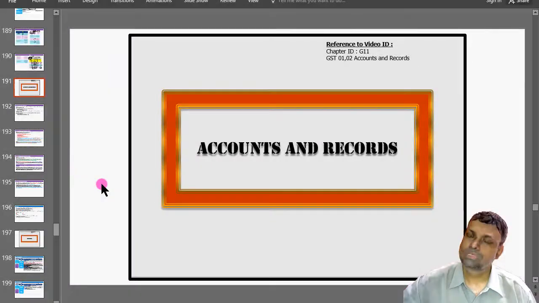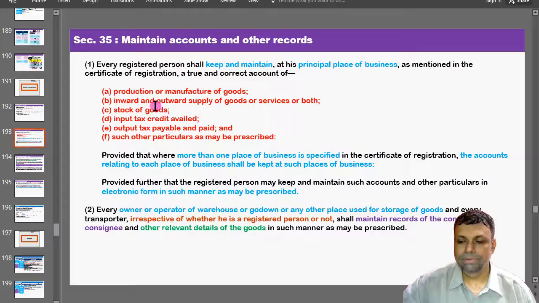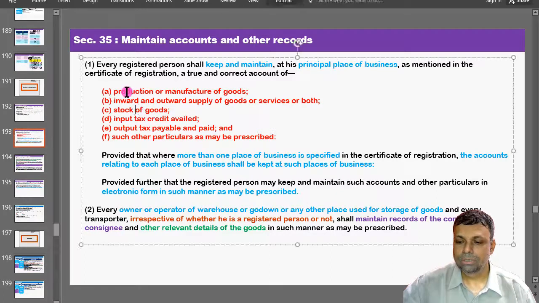Friends, with respect to the accounts and records, it is a very simple provision which says that you have to maintain the specified records. Absolutely no big deal, a very simple and straightforward provision. There are only one or two points I would like to bring to your notice here. Accounts and records are to be maintained. These are the specified accounts and records with respect to production, manufacture, inward and outward supply, stock of goods, etc. These are the specified things you will have to maintain.